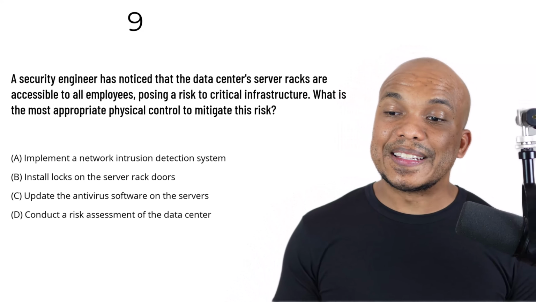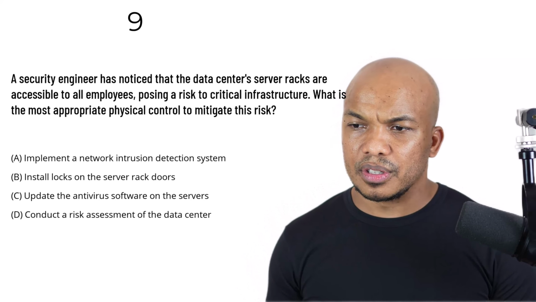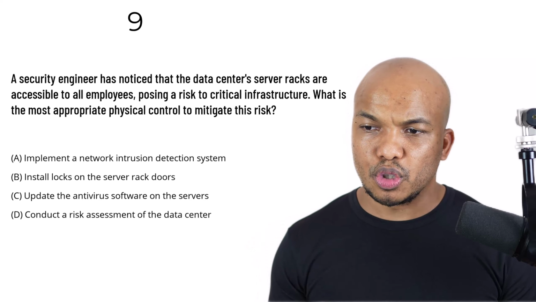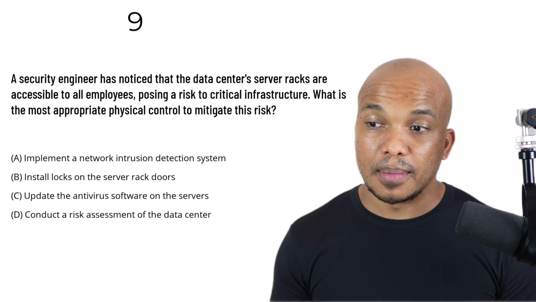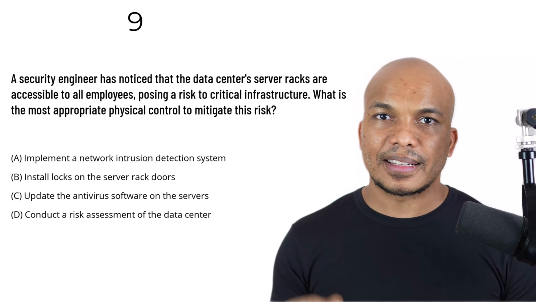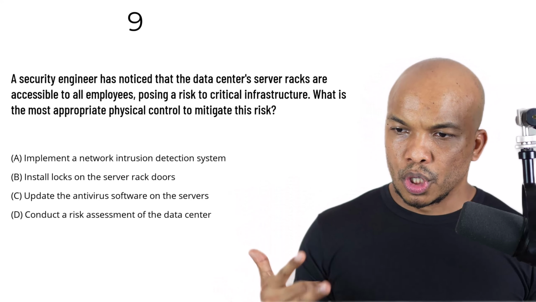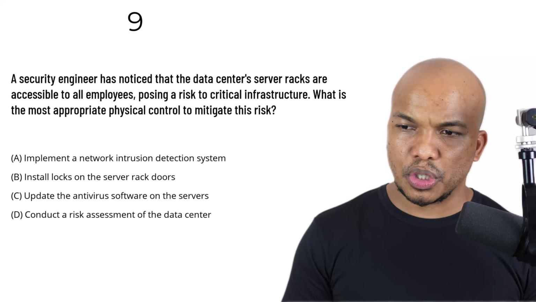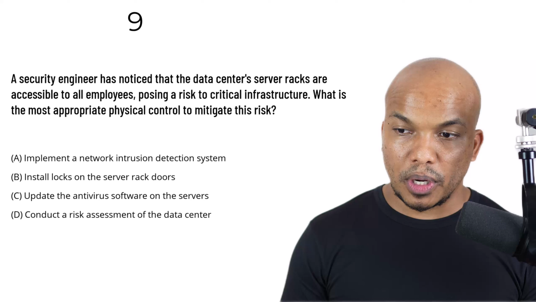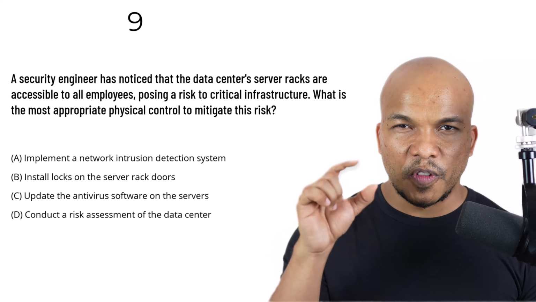Question number 9. A security engineer has noticed that the data center server racks are accessible to all employees, posing a risk to critical infrastructure. What is the most appropriate physical control to mitigate this risk? Notice the keyword there, physical control. So it says implement a network intrusion detection system, install locks on the server rack doors, update the antivirus software, conduct a risk assessment. Okay, so notice again the keyword physical control.